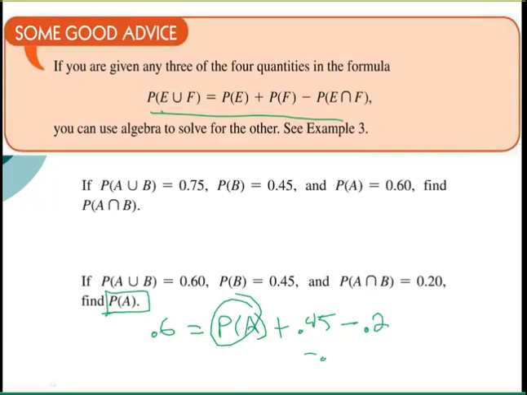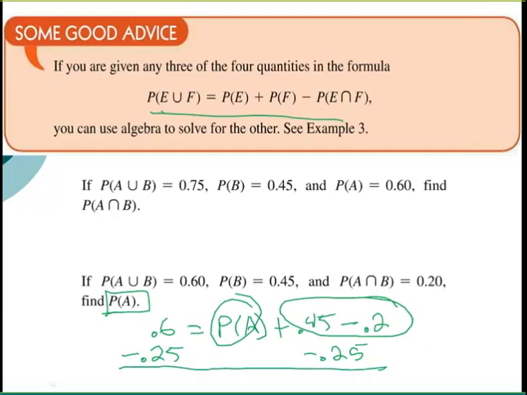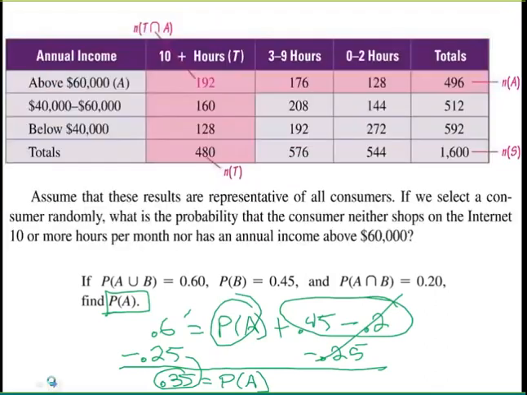If I subtract 0.25 from both sides, so 0.6 minus 0.25 gives me 0.35, which is equal to my probability of A. Okay, so this canceled out. That's subtracted to be 0.35. So that basically is how you do just an algebraic problem. You set it up in this order and then solve for the missing part, and that'll give you those problems.